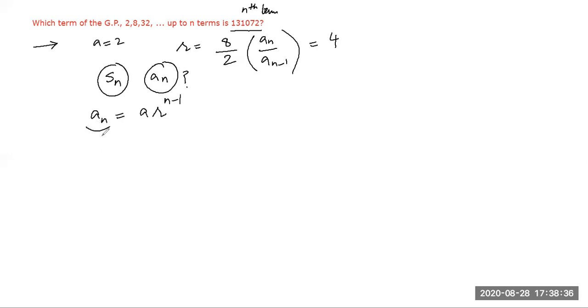So an is given: 131072 is equal to, what is a? 2, into what is r? 4 raised to power n minus 1. We don't know what n is, right? Up to n terms, we don't know what n is. So it is n minus 1. Am I right?